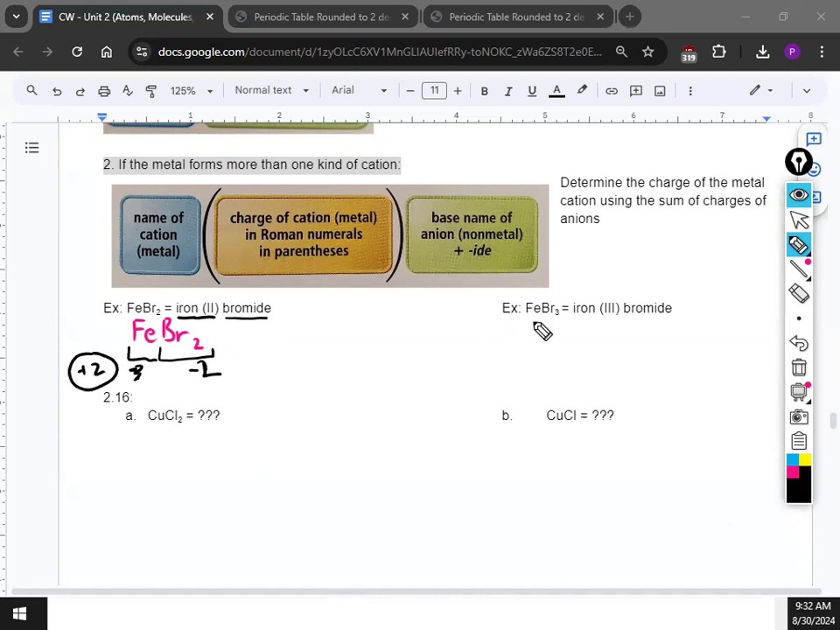Okay, so we got another example right here. Same thing with iron, but this one is connected to 3 bromines, right? So this one is -3. That means this iron has to be +3. And so the name of this compound is iron 3 bromide. Okay, so that's the only real difference.